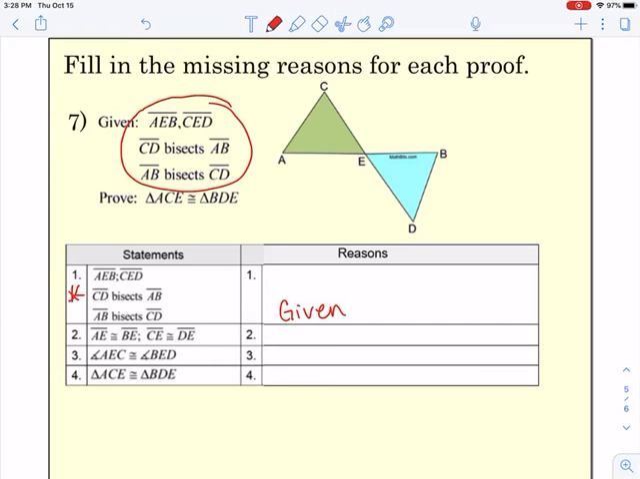CD bisects AB. Again, CD cuts AB. So AB is what's getting cut. So that means that AE is going to be congruent to BE, which look right here, that's there. And then also if I look at the second one, AB is going to cut CD. So CD is getting cut into 2 congruent pieces, which means this piece is going to be congruent to that piece. And that's right there. Okay, so why did that happen? That word right there, the definition of a bisector.